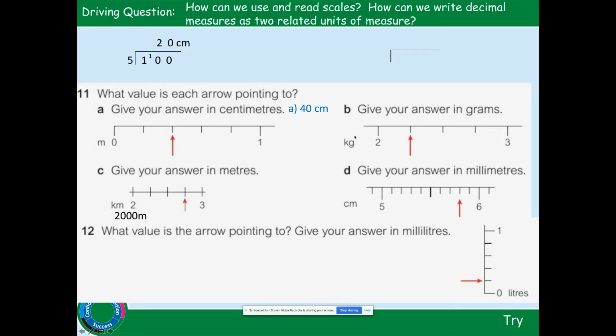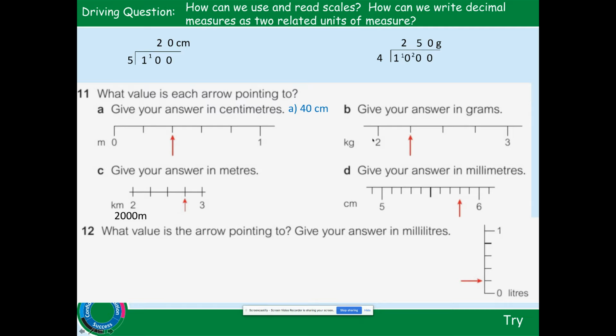If we come along to B, we're in kilograms, but it says give your answer in grams. So if we just remember, we've got 1,000 grams in each kilogram. And how many jumps have I got? 1, 2, 3, 4. So we're going to do 1,000 divided by 4. 4 into 1 doesn't go, so we put the 1 next to the 0. 4 into 10 goes 2 times, and there's 2 left over, because 4 times 2 is 8, 9, 10, 2 left over. 4 into 20 goes 5 times, and 4 into 0 doesn't go. So we're left with 250 grams each jump. 250, 500, 750, 1,000, which is the whole kilogram here. So we're pointing to our first jump along, which is 250 grams.